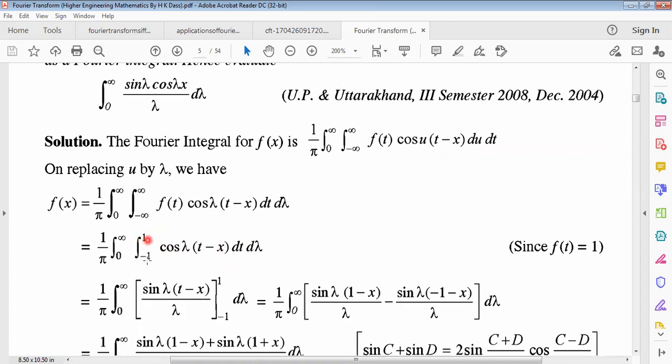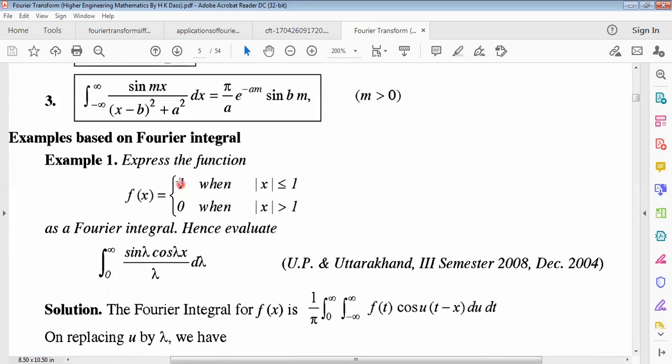The integral value will be the functional values. Since f of t equals 1, because if we replace x by t, f of x equals 1, f of t will be 1 for absolute value of x less than or equal to 1. Remember it. This means what? Minus 1 less than or equal to x less than or equal to plus 1.